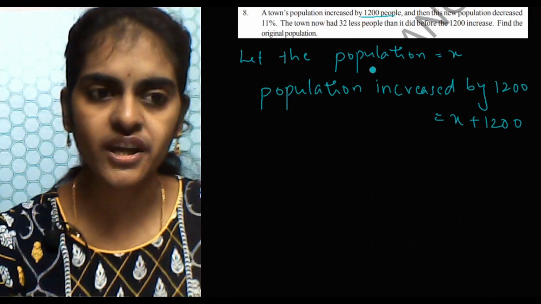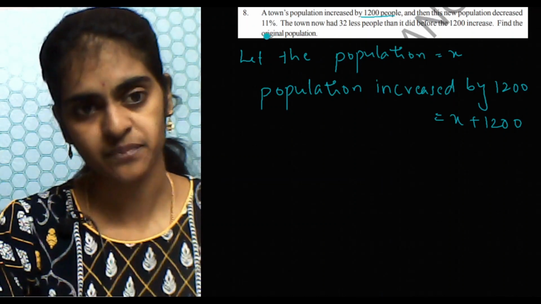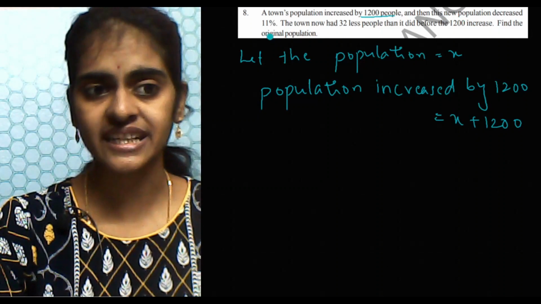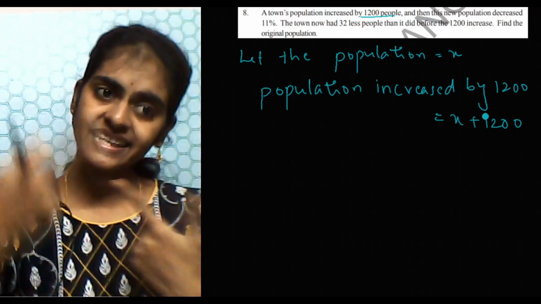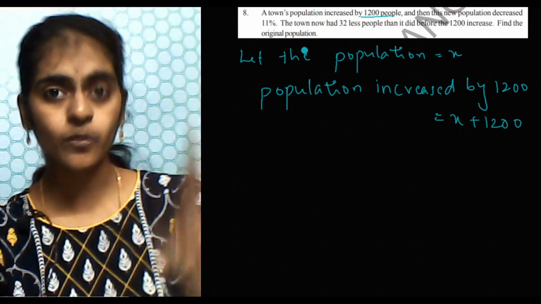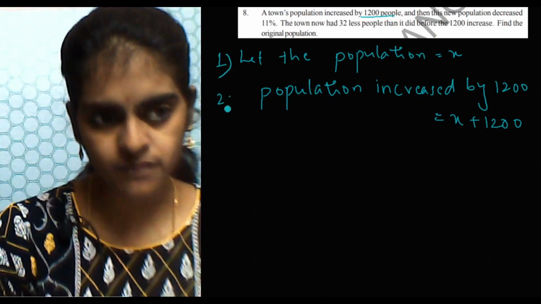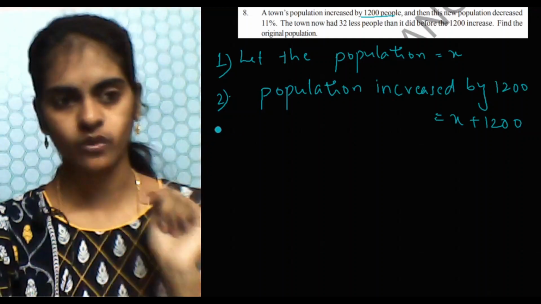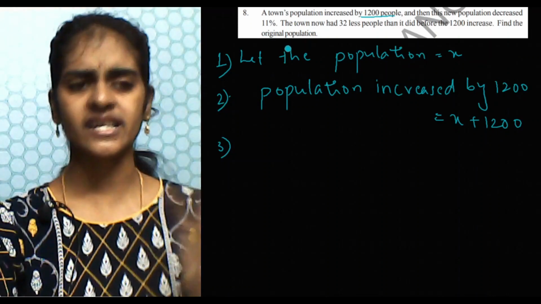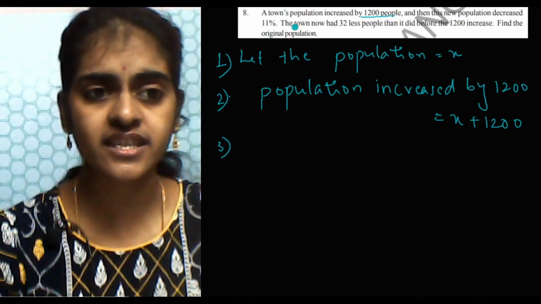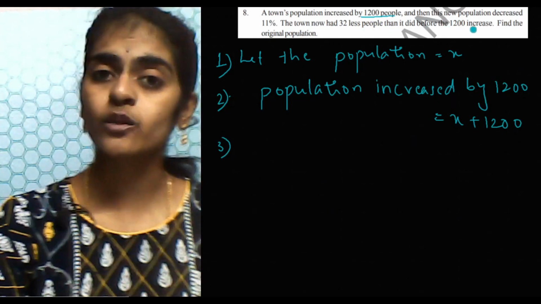Okay, see the next point. The new population decreased by 11%. That means whatever population was increased, this population is again decreased by 11%. That is the new population. So this was the first, original population, this is the second population. Now the new population is decreased by 11%. You don't know what this 11% is, but see, another condition is given to you. The town now had 32 people fewer than it had before the 1200 increase.